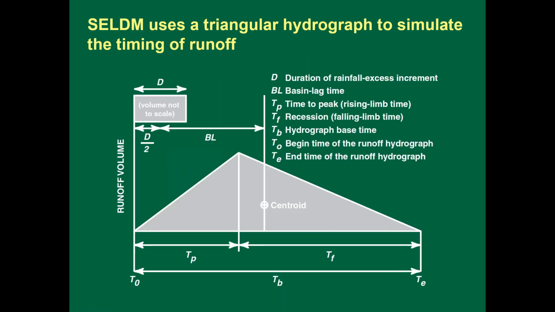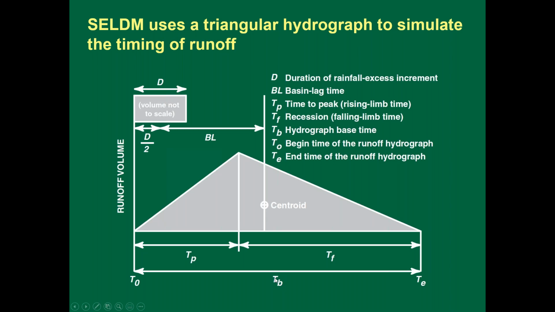So as we mentioned, SELDM uses this triangular hydrograph to simulate the timing of runoff. This schematic diagram shows the variables that define a triangular runoff hydrograph. This is just a standard triangular hydrograph, similar to TR55, and even a lot of the seemingly complex basin models still use a triangular hydrograph. The total duration of the hydrograph from the beginning time to the end time is known as the base time. That's this TB variable.